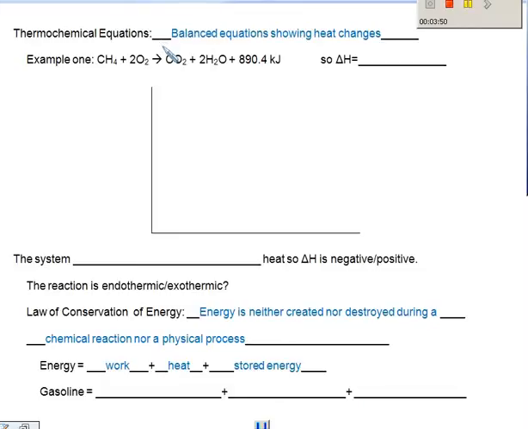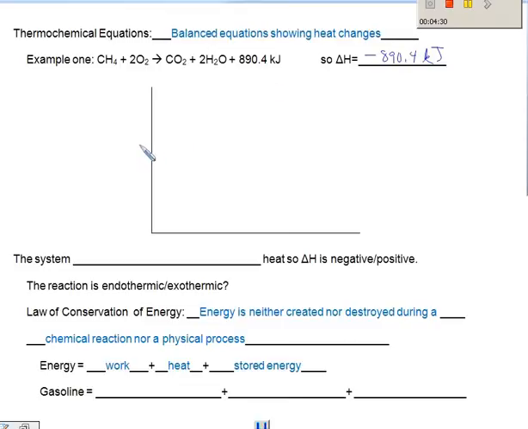Let's take a look now, instead of dissociation, at an actual chemical reaction. So thermochemical equations are balanced equations showing heat changes. And here's an example of the chemical equation for methane burning. So this is methane combusting in the presence of oxygen. It produces CO2, water, and 890.4 kilojoules. So our delta H, because we are producing energy, it's an exothermic reaction. The delta H for this reaction actually has a negative sign. It's negative 890.4 kilojoules.